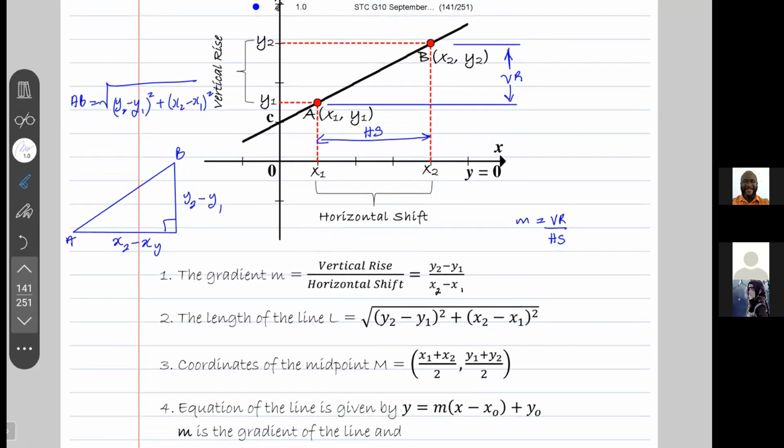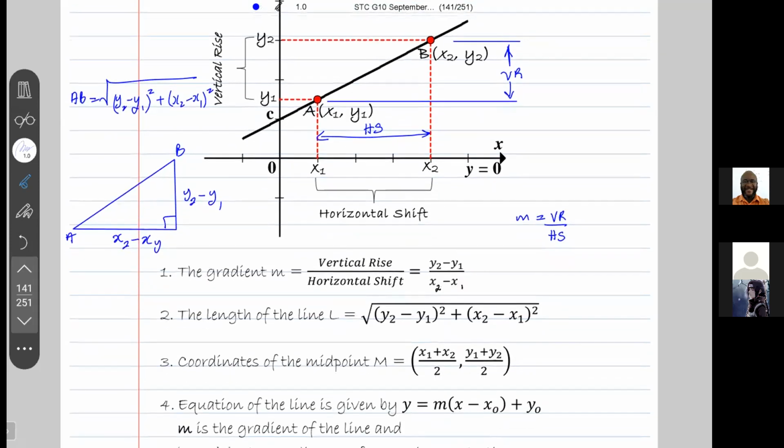Now, the formula for calculating the coordinates of the midpoint. The middle of the line is what you call the midpoint. And the formula for calculating the coordinates of the midpoint M is x1 plus x2 over 2, comma, y1 plus y2 over 2.